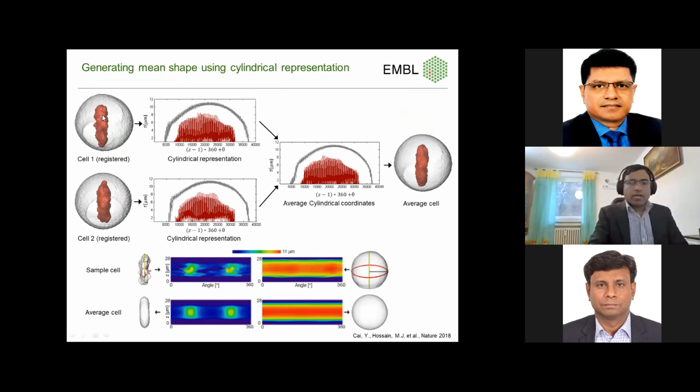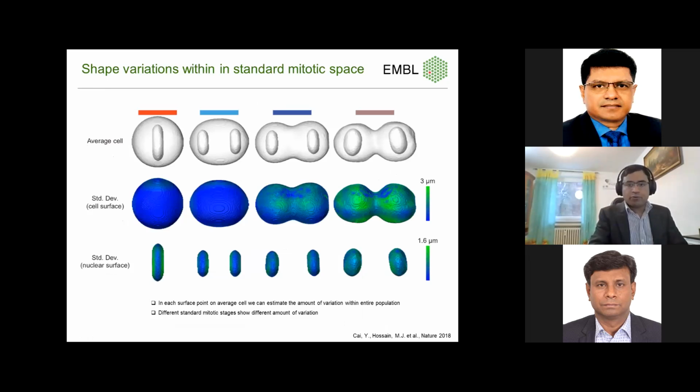Now, the way we perform this averaging: we have the Cartesian coordinate system, and we transform both the cell surface, which is gray, and the DNA surface, which is red. We transform Cartesian to cylindrical and perform the averaging on the cylindrical axis. If I repeat this for many different cells, I can generate the average cell from any number of inputs.